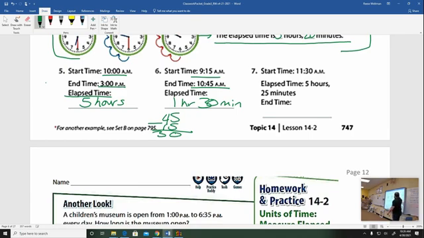What about this one, Nick? If the start time is 11:30, and we've gone 5 hours, this time, guys, it says end time. It doesn't say elapsed time. It says end time. So we're going to actually write a time here. So what do you think, Nick? Start time 11:30, elapsed time 5 hours, 25 minutes. What do you think? Well, it's 5 hours, 25 minutes later, right? And we're starting at 11:30.